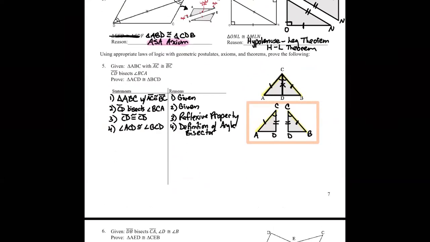So my last and final step here would be triangle ACD congruent to triangle BCD by the ASA axiom.